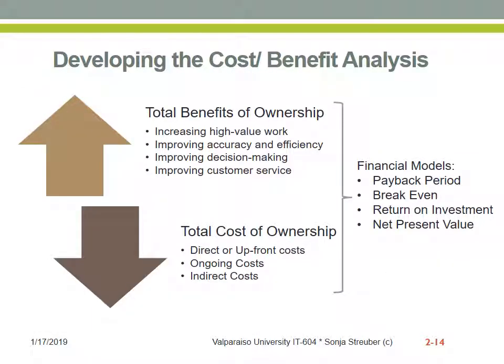But before we even generate the business case, we need to understand what the differential is between the total benefits of ownership, that is the increase of high value work, improving accuracy and efficiency in processes in an organization, etc., and the total cost of ownership, which is initially the investment into the project itself. In order to measure that differential between the benefits and the cost of ownership, we have a number of financial models. For example, the payback period, a break-even point, return on investment or ROI calculations, and net present value. We will walk through these in a moment.